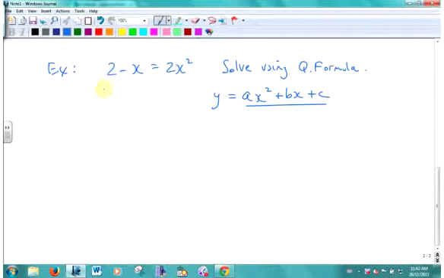So let's bring 2 over to there. Let's subtract 2 to both sides. While we're at it, let's bring x over there. Let's add x to both sides. Over here I have 0.